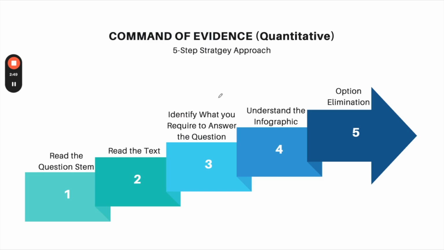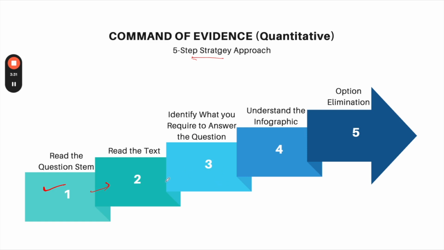Now, this is again a 5-step strategy approach, just how we saw it in command of evidence textual type. The first step remains the same, that is, you read the question stem. You always read the question stem first in any question type for the reading and writing section on digital SAT. This will tell you what you're dealing with, and then you can accordingly place all your strategies and steps in place. The second step is you will go ahead and read the text. Once you've understood the question stem, you've understood what you need to do, then you will directly go to the text and read it. By reading, I mean you will read and understand it, so it's more about comprehending what you read rather than simply reading it.